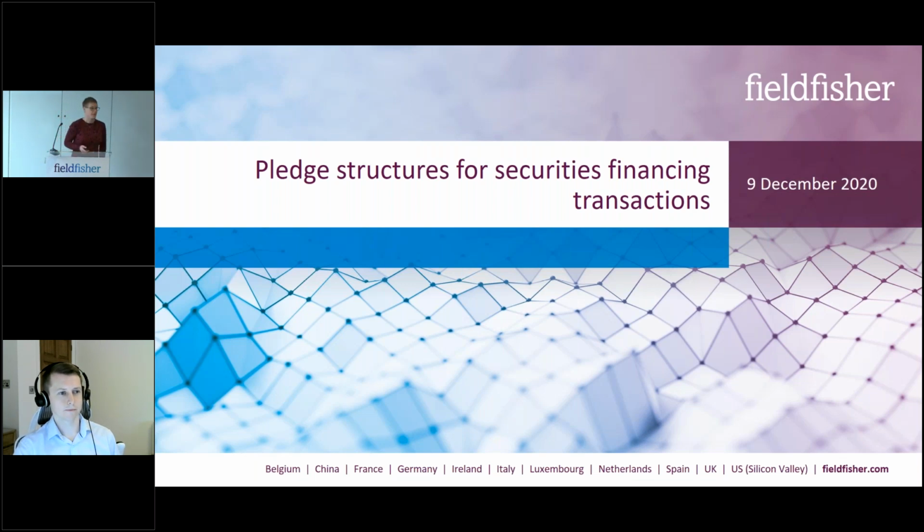So the topic for today is pledge structures for securities financing transactions. What we're not going to cover, because we have had a few people ask if we're going to cover tri-party repo and stock loan, similar topic but a different topic. This is specifically about taking collateral by way of security in securities financing transactions.